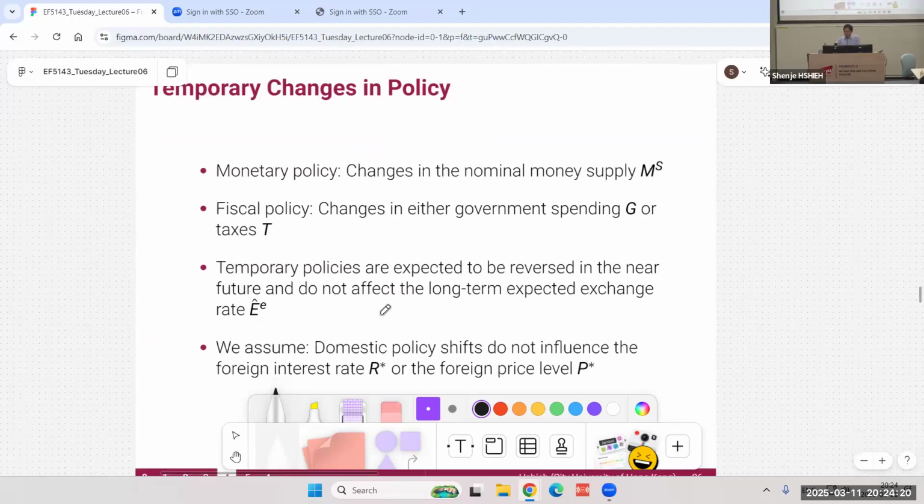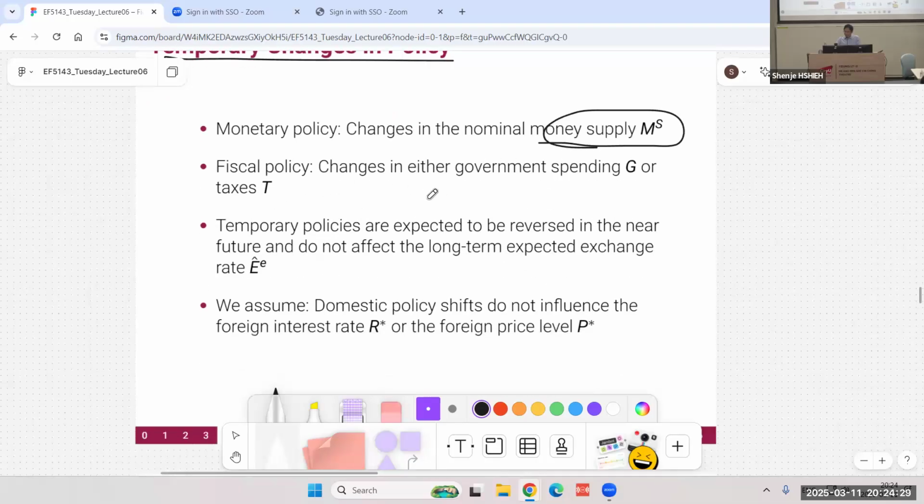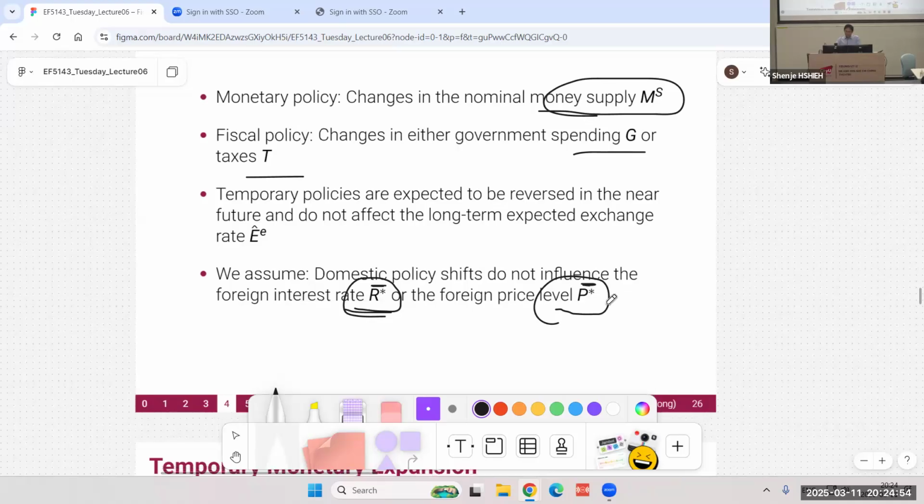So let's analyze the first thing. Let's look at a temporary change in policy in which there's a money supply increase, okay? The other stuff, of course, we're going to analyze soon, talking about government spending and taxes. And for now, let's assume that domestic policy has no effect on foreign interest rates or price levels. So just assume that these parameters are also constants, not dependent on the domestic country's policies or variables.